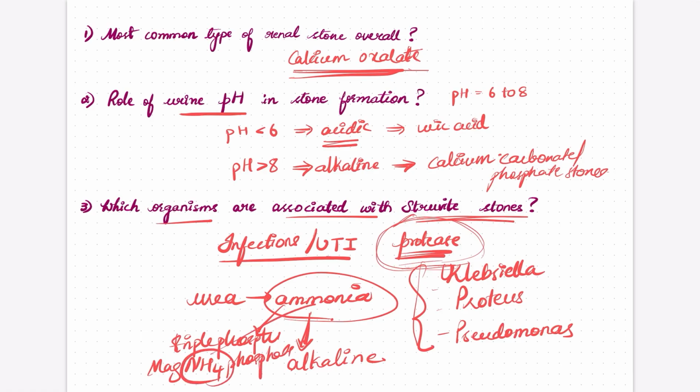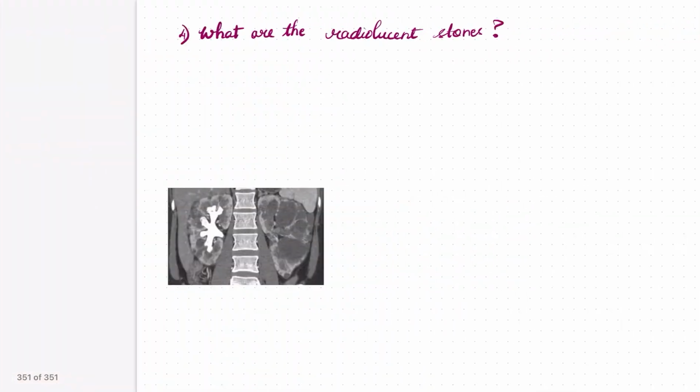So coming from this ammonia, protease producing organisms hydrolyze urea to ammonia. Ammonia, which is alkaline, favors the formation of renal stones, and ammonia is one of the components of triple phosphate, magnesium ammonium phosphate. So struvite stones are most commonly caused by protease producing organisms like Klebsiella, Proteus, Pseudomonas. More common in females because of UTI.